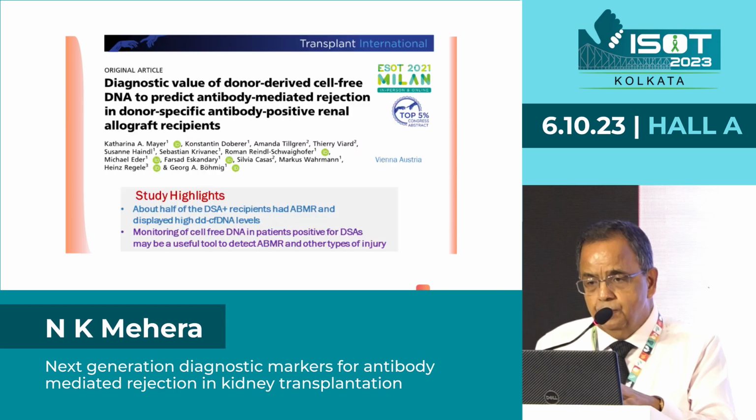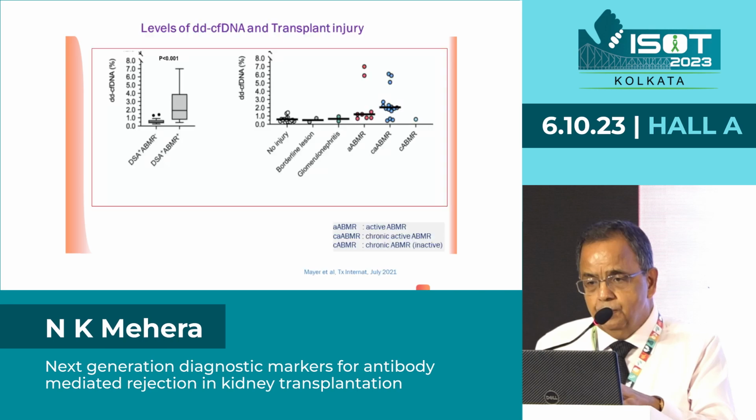Another study, this was a top 5 paper which came up in ESOT in 2021, because for the first time they were looking at the diagnostic value of this test to predict AMR in donor-specific antibody positive renal allograft recipients, if the antibodies are already there. The highlight of this study was that about half of the DSA positive recipients had ABMR, and displayed high levels of donor-derived cell-free DNA. Therefore, monitoring of cell-free DNA in patients positive for DSAs may be a useful tool to detect ABMR and other types of injury. And this is the data.